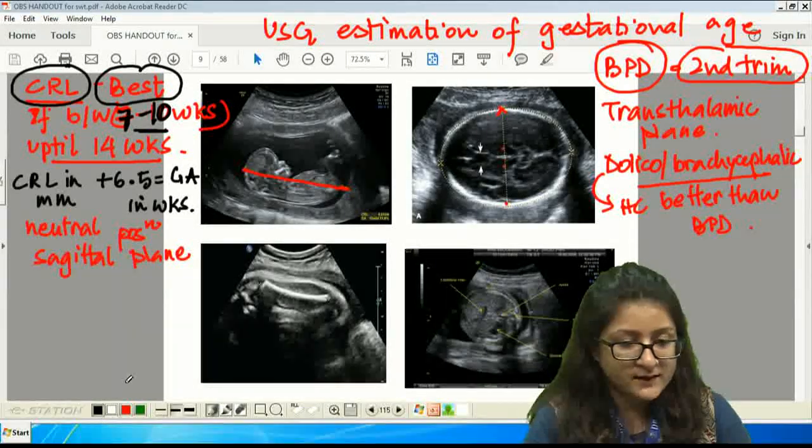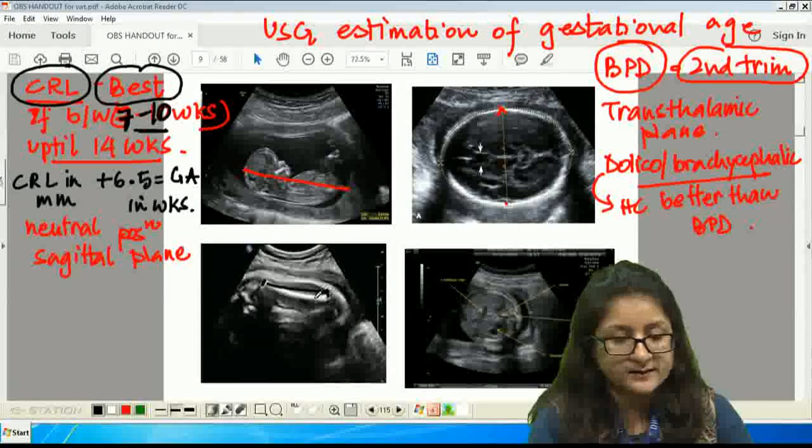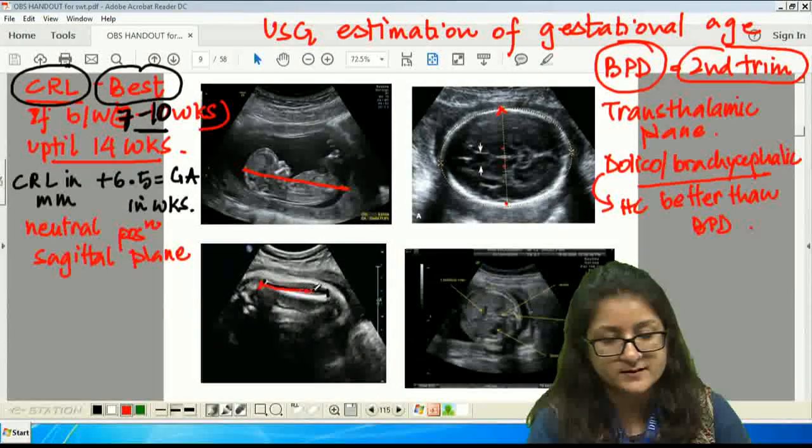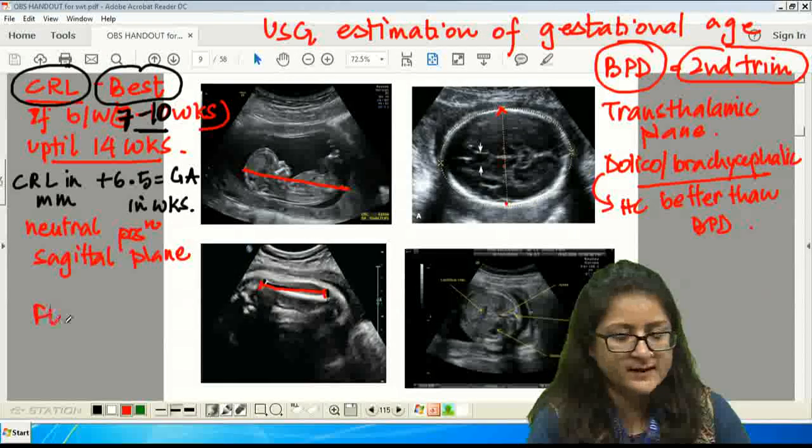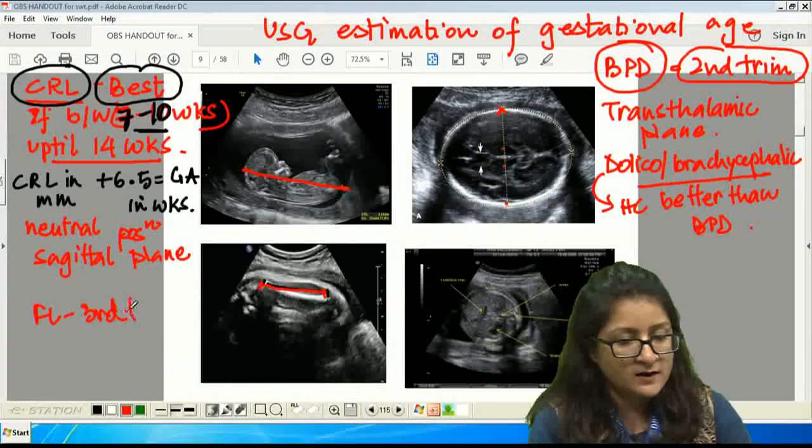Similarly, in this figure, we are measuring the femur length, FL, for the third trimester. For the third trimester, we use FL.